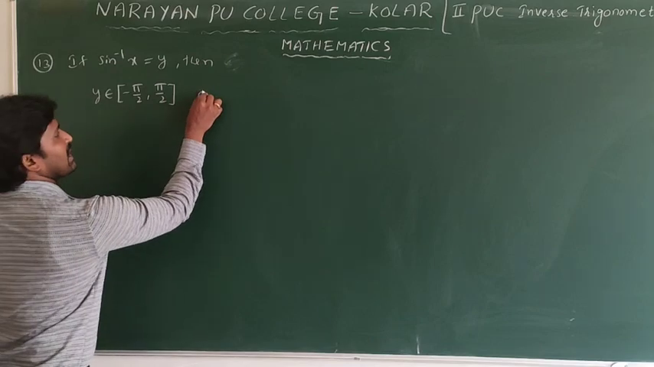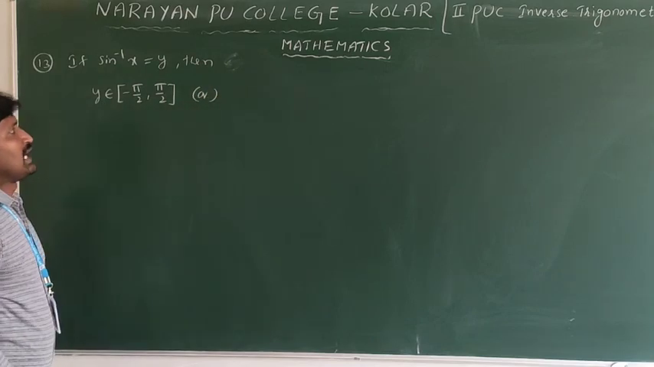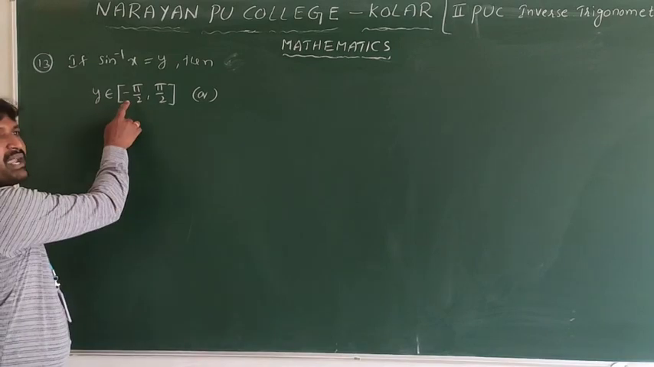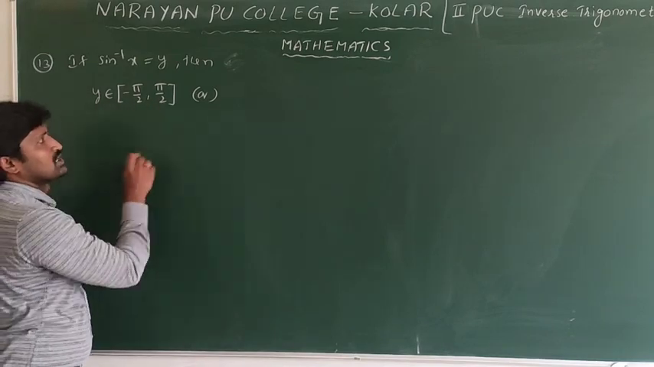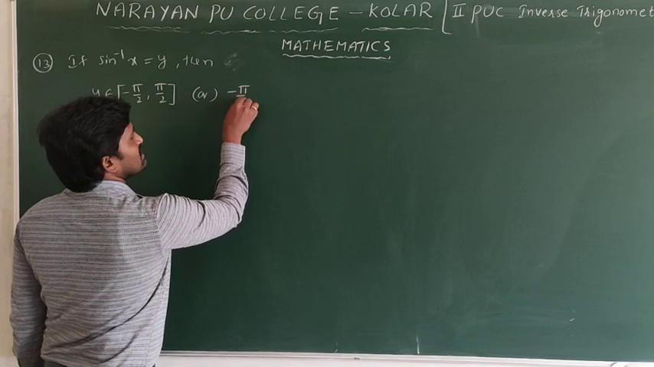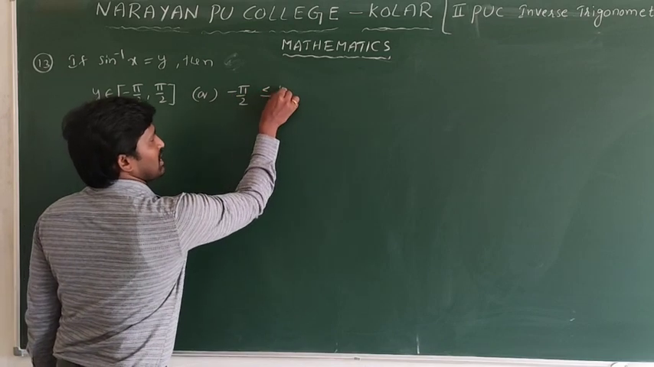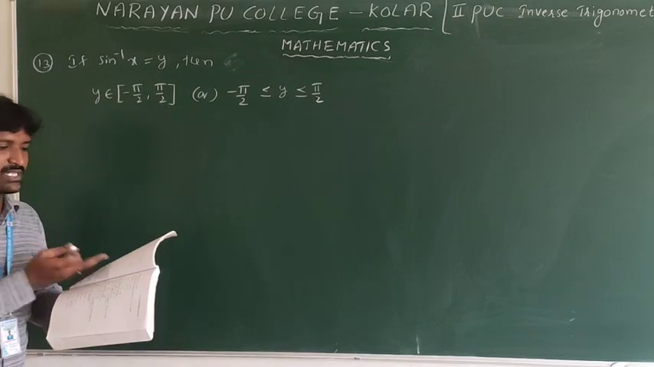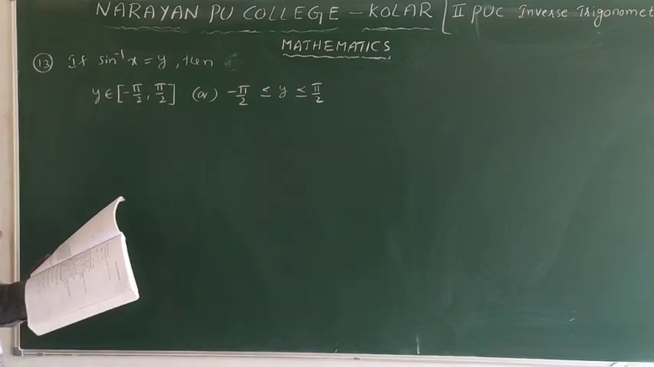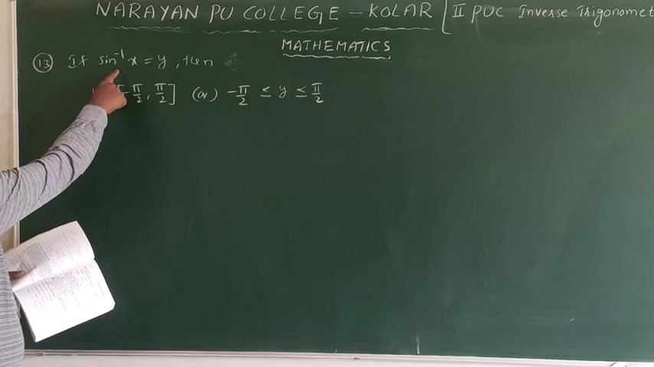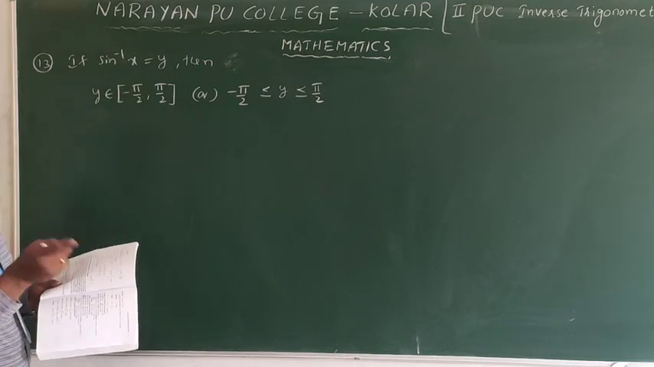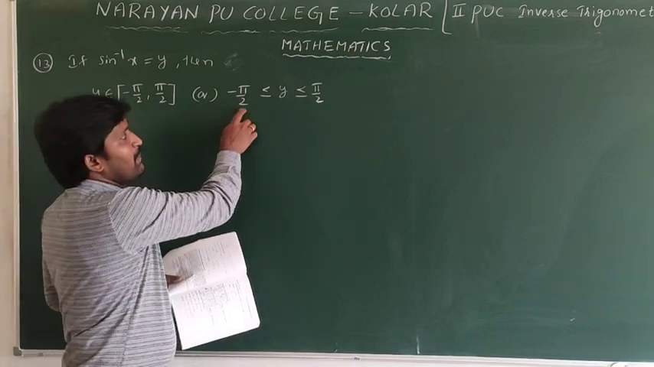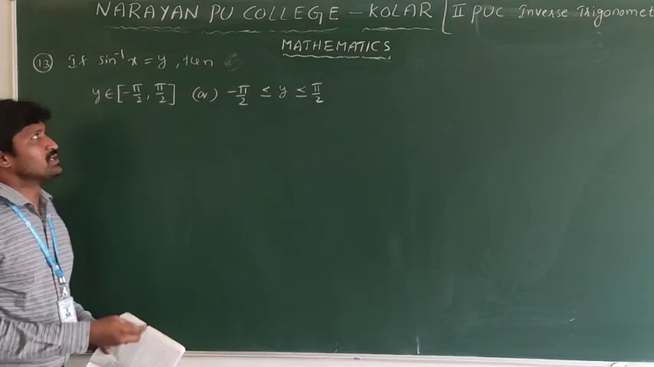We can also write it in inequality form: y lies between minus pi by 2 and plus pi by 2, including both. So we can write minus pi by 2 less than or equal to y less than or equal to pi by 2. This is actually a multiple choice question. You can check, option B is the correct one. If sin inverse x is equal to y, then y lies between minus pi by 2 and plus pi by 2.